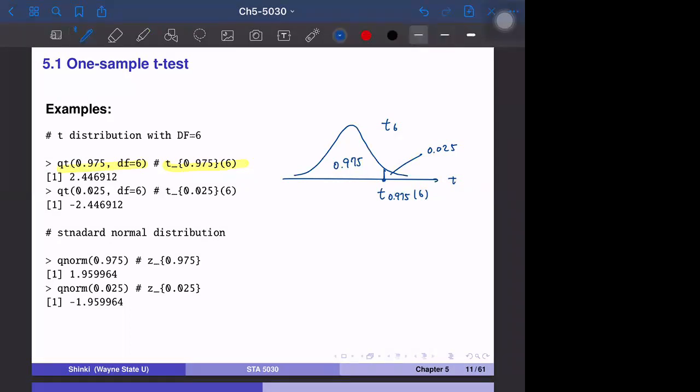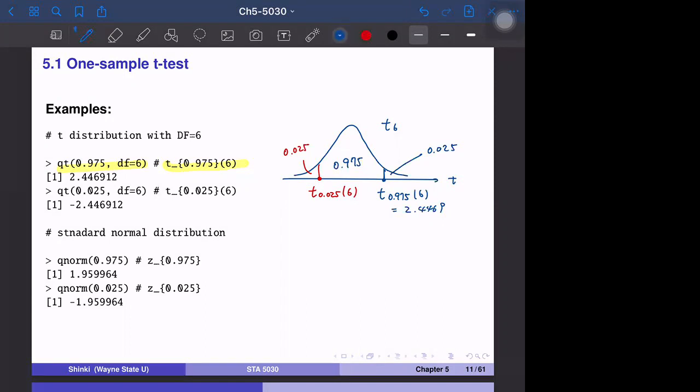And remember that this was 2.4469 in the previous video. And we can see the same thing for 0.025. Think about this as the 0.025 area, then this is T sub 0.025 of 6. So we can use this for testing. These are exactly the thresholds for the t-test for df 6, two-sided, and 5% significance level. Anyway, we define this, and for the normal distribution, we can do the same thing.